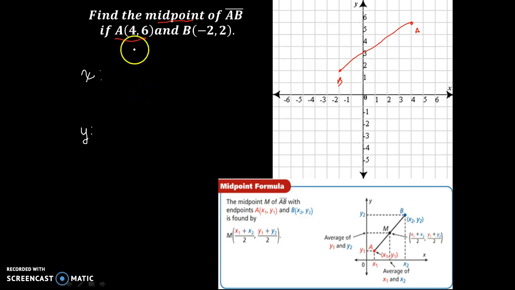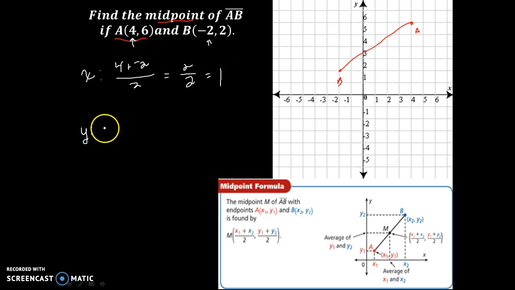What you want to do is take your two x-coordinates of the given endpoints. So in that case, it's 4 and negative 2, and we want to average them. Or take 4 plus negative 2 and divide by 2. 4 plus negative 2 is the same thing as 4 minus 2, which is 2, divided by 2. 2 divided by 2 is 1. That means the x-coordinate of our midpoint is 1.